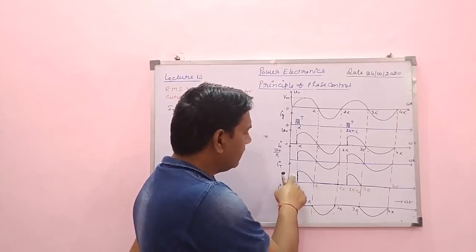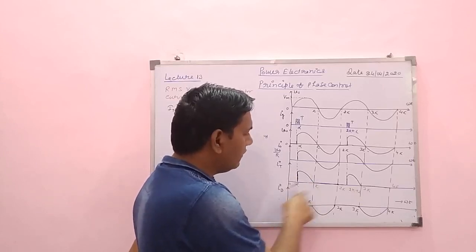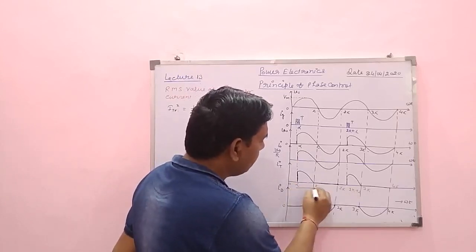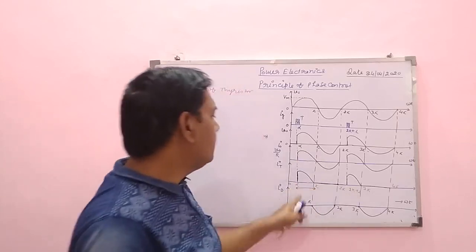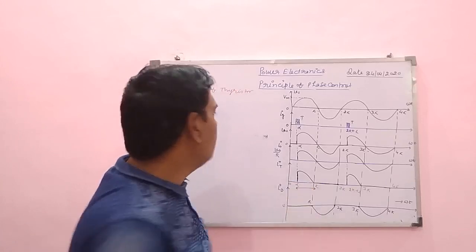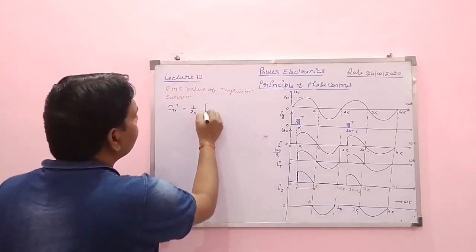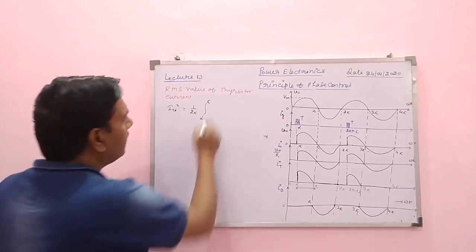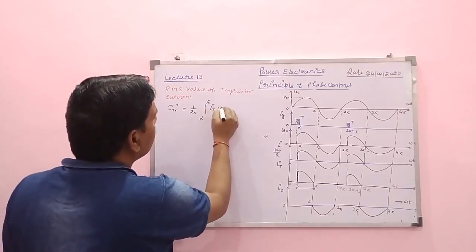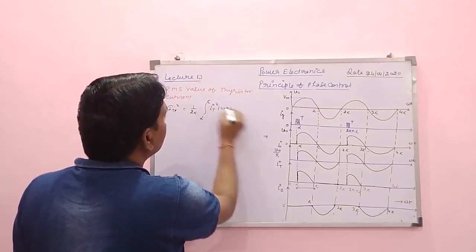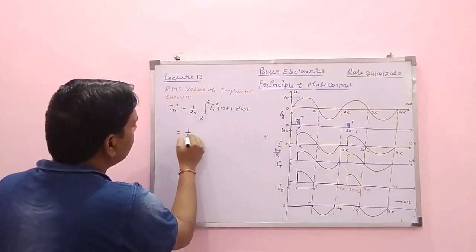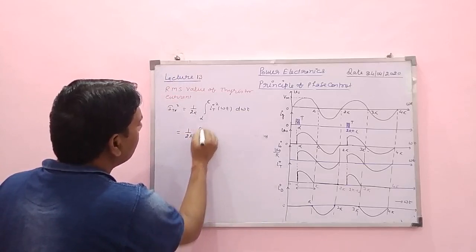From 0 to alpha the value of this thyristor current is 0. From pi to 2 pi it is 0. Only between the period alpha to pi do we get the value of the thyristor current. So we will integrate from alpha to pi, I of t as a function of omega t squared, d omega t. So it will be 1 upon 2 pi, integration alpha to pi.